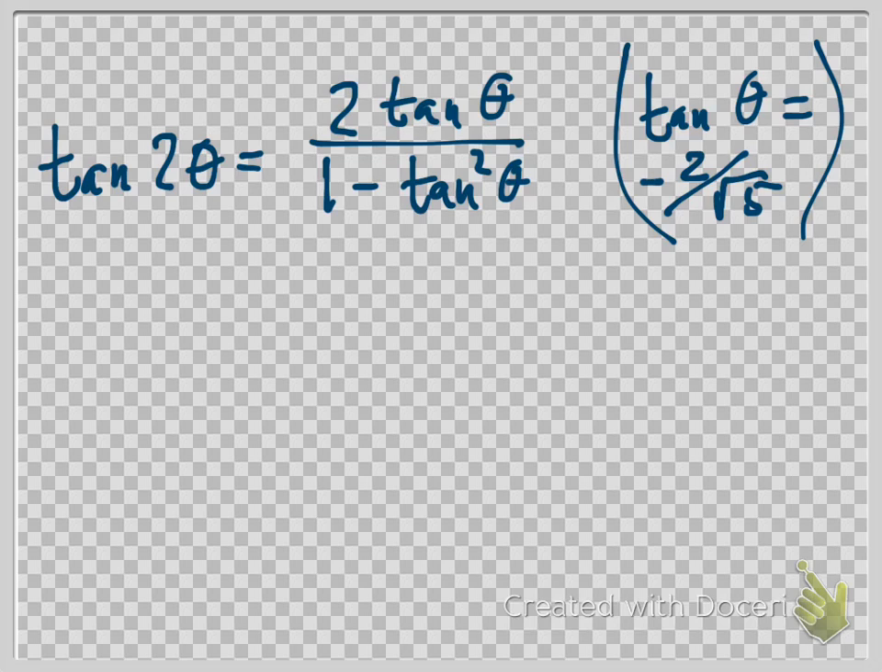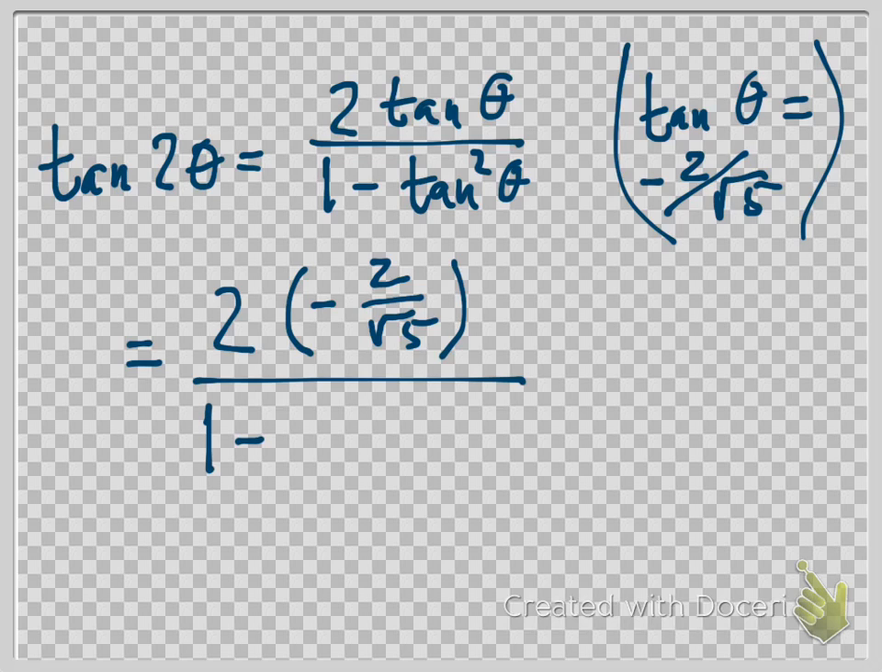So let's plug that number into the formula. That's all it takes. So it's 2 times negative 2 over root 5, divided by 1 minus negative 2 over root 5 squared. This will take a little bit more work, but it's really just about calculating the numbers here. On top, you can see that we've got negative 4 over the square root of 5. That's our numerator of the big fraction.